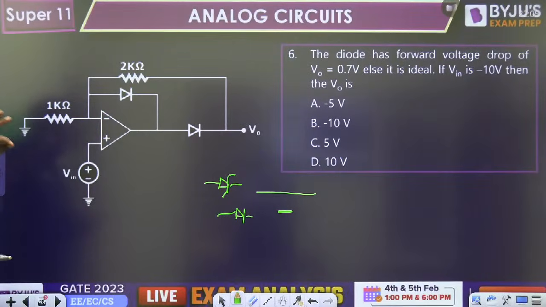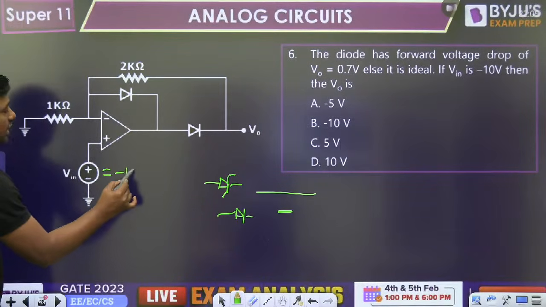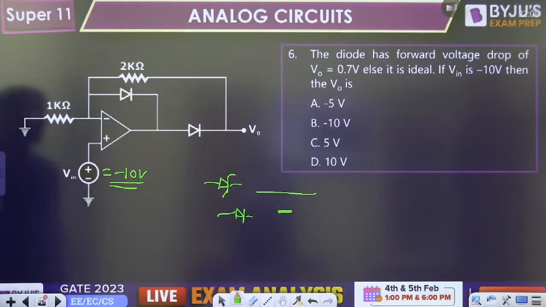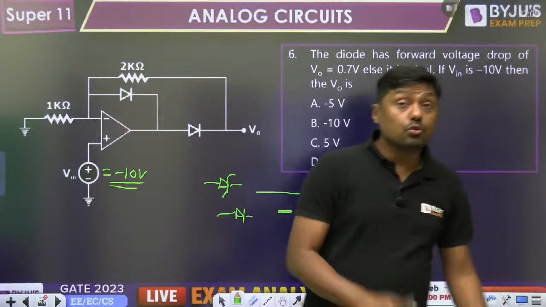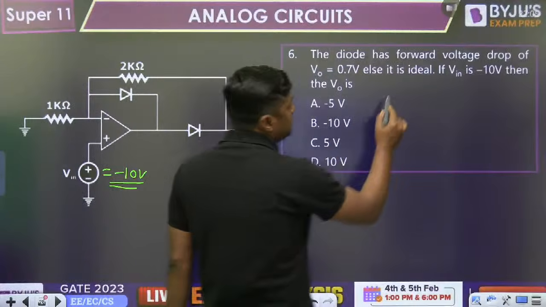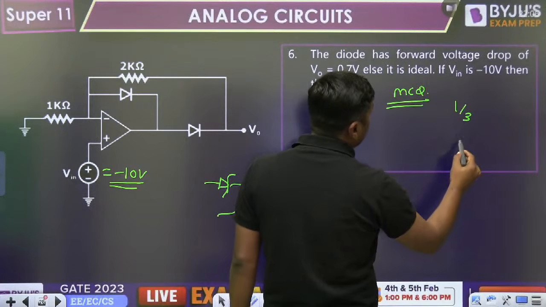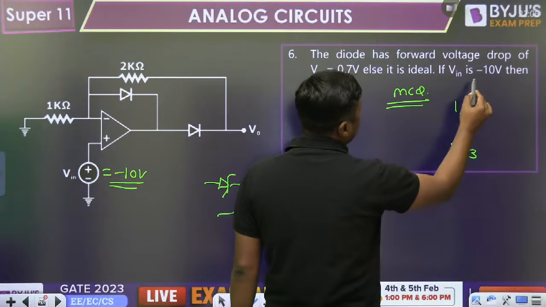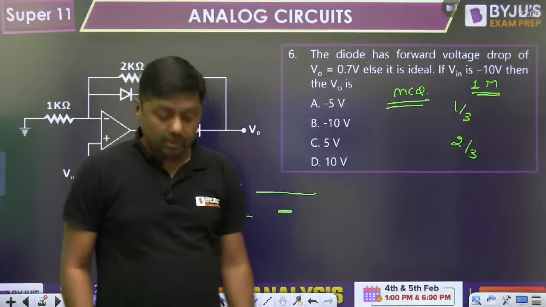Diode has a forward voltage drop of 0.7 volt, meaning a practical diode, else it is ideal. If Vin is minus 10 volt, on the positive terminal we are giving minus 10 volt, then what is the V0? MCQ, negative marking, be careful. If it is a 1 mark question, 1/3 negative marking. If it is a 2 mark question, 2/3 negative marking. It is a 1 mark question. Actually, it is a very, very easy one.